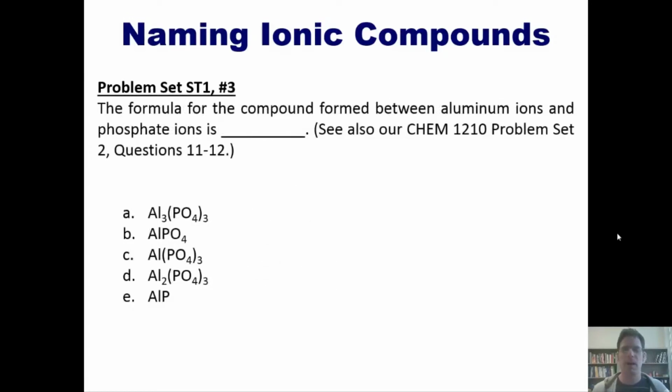The formula for the compound formed between aluminum ions and phosphate ions is what? Now, I'm not going to do this for you at all, but I will give you a tip. Please keep in mind that aluminum always has a +3 charge in an ionic compound. And phosphate, well, that's one of those polyatomic anions that I require you to memorize, so you better know the charge. That takes us to the end of this video.